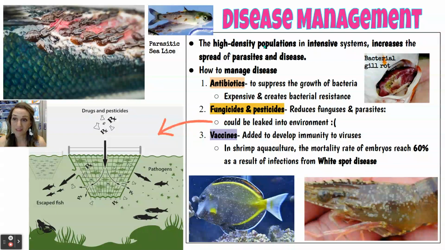So it's not going to kill, right? 99.9%. It's not going to kill every single bacterial species and bacterial organism. The ones that survive are going to be stronger and they are resistant to it. And a common one is this bacterial gill rot.